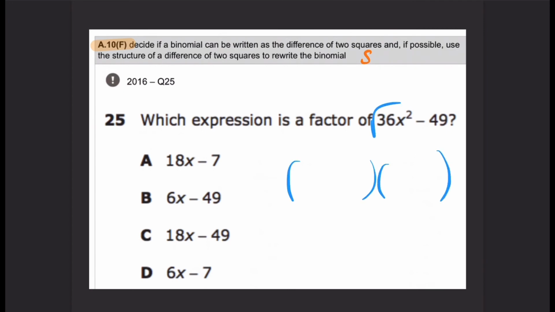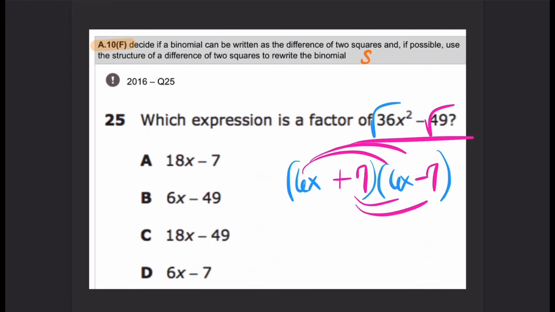So again, the square root of 36x squared is 6x. The square root of 49 is 7. One plus, one minus. And if you want to check, you would distribute, and it should give you back the binomial you started out with. So the answer here is D.